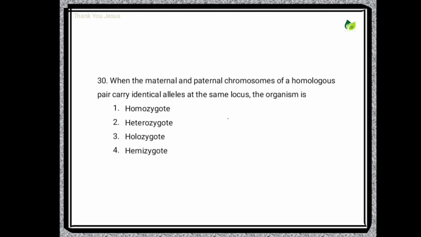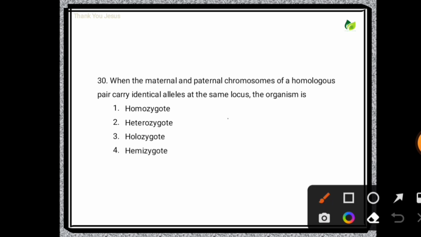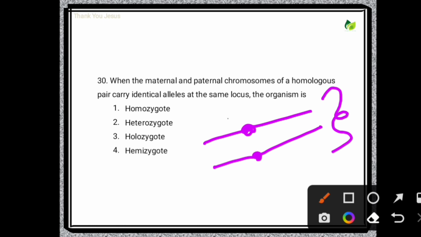When maternal and paternal chromosomes of a homologous pair carry identical alleles at the same locus, the organism is. So here I want to explain one thing. You know what homologous chromosomes are. These two are homologous chromosomes. One came from the mother, that is the maternal chromosome. One came from the father, that is the paternal chromosome. Okay, so these are the homologous chromosomes.